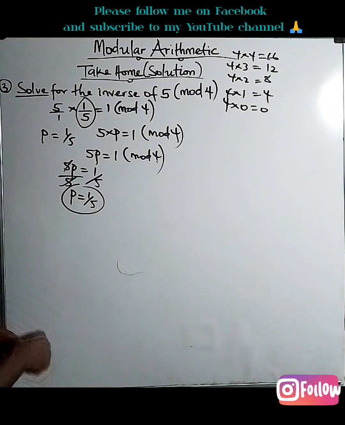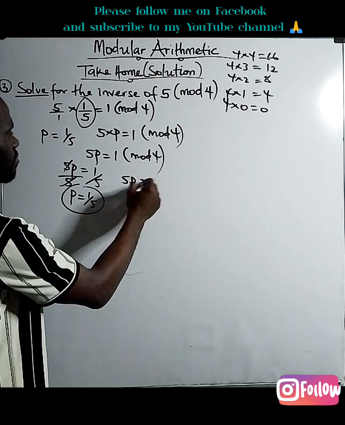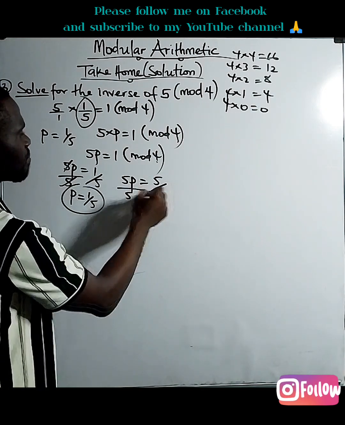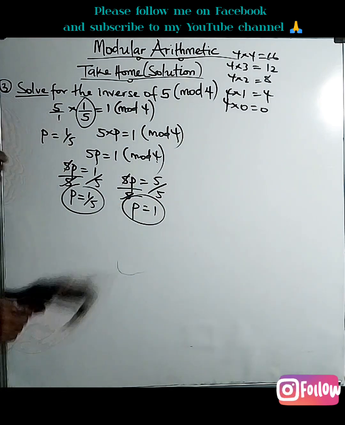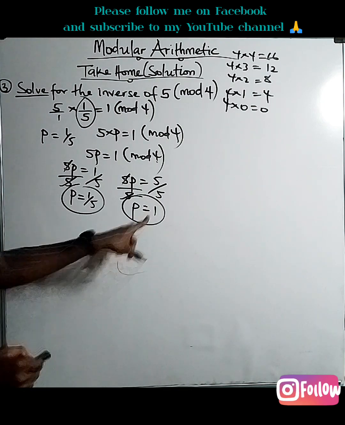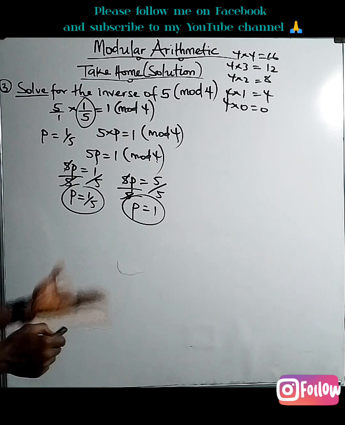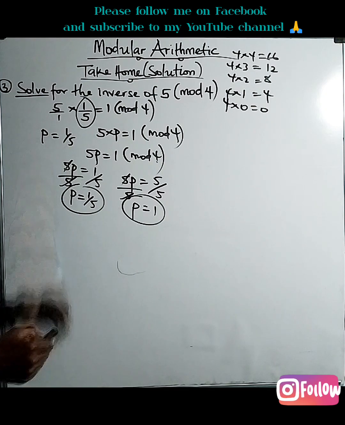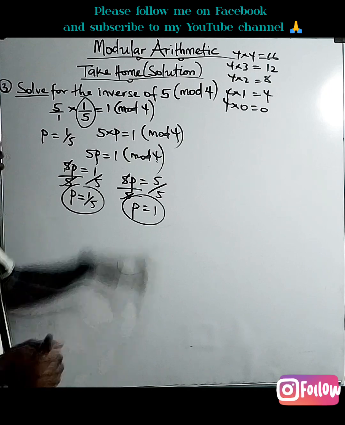The next is 4. When you add 4 to 1, we get 5. So that will be 5P equals 5. Divide both sides by 5. P equals 1. So the multiplicative inverse of 5 in modulo 4 could also be 1 modulo 4. Let's see if 1 is one of the answers. 1 times 5 is 5. When you convert 5 to modulo 4, you end up getting 1 remainder 1, which is 1 modulo 4.